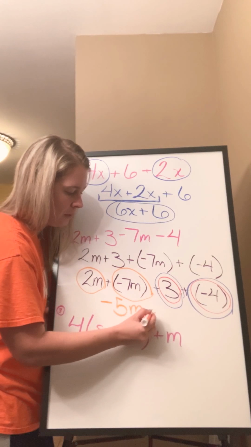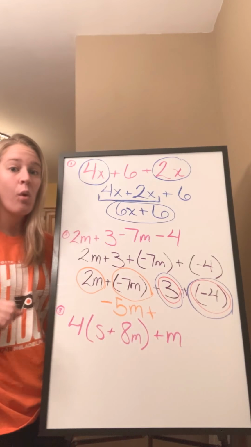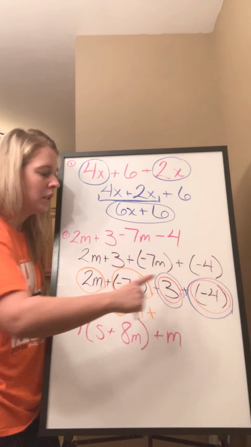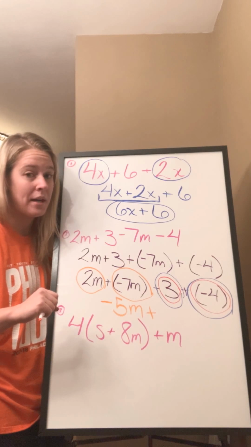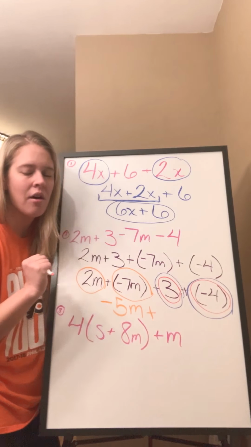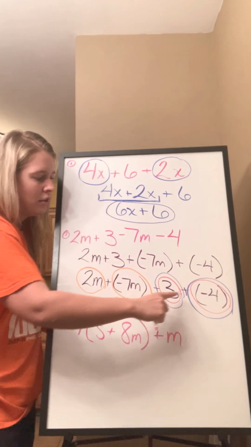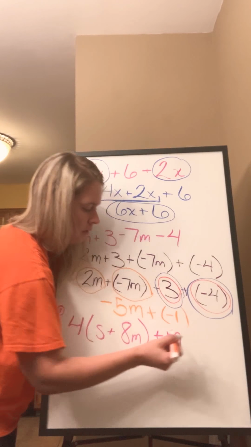All right, I can bring my addition sign down. Now I have 3 plus negative 4. Right, 3 plus negative 4. Different signs, subtract their absolute values. 4 minus 3 is 1. And take the sign of the integer that is further from 0, right? So it's going to be negative 4, so I'm going to have a negative 1.